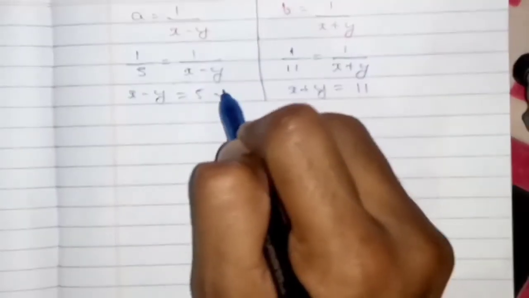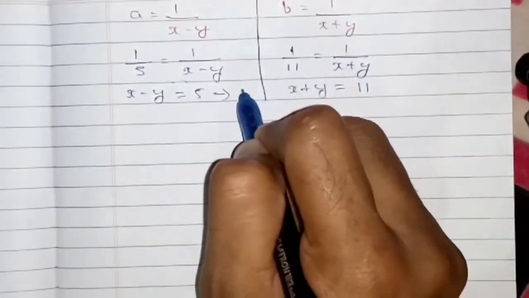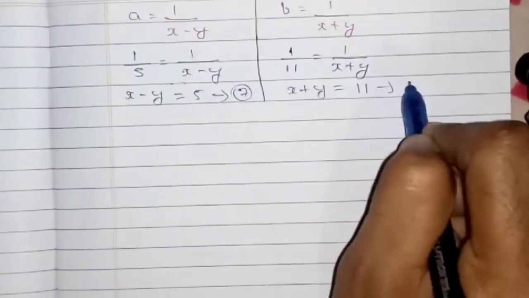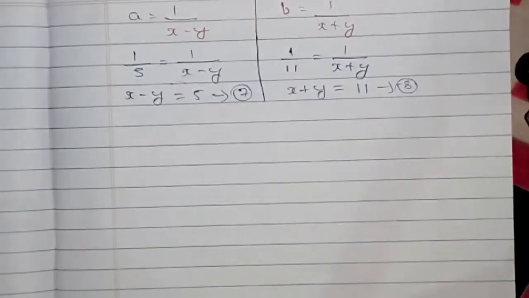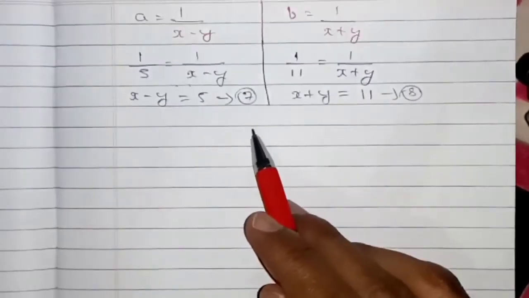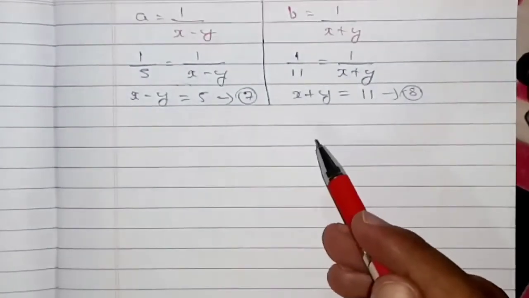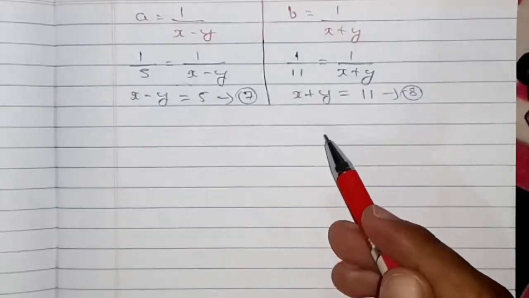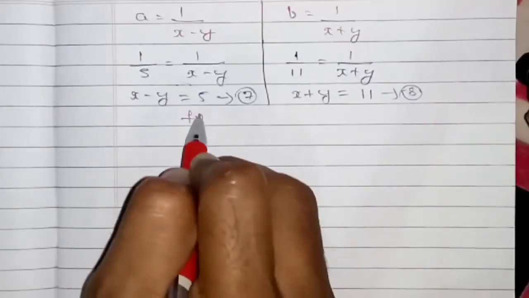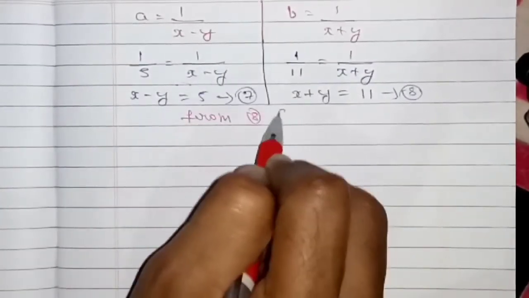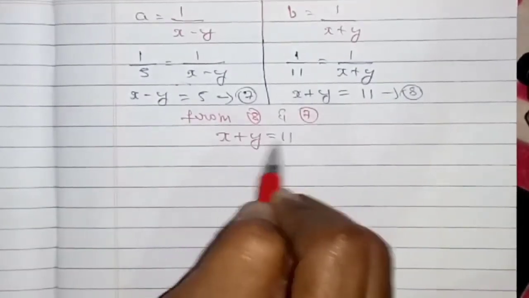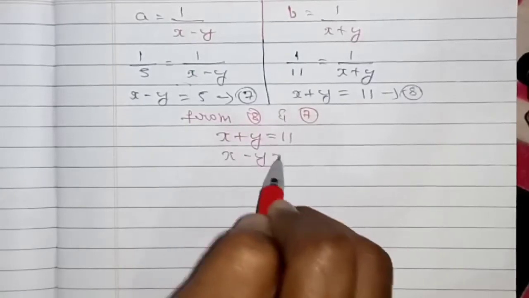right? Now call this as equation number 7, and this one as equation number 8. Now this is in the form of equation, right? Again you need to simplify this equation by using any method, by using elimination or cross multiplication method or substitution method, whichever method you need, right? Now I'll take 8 and 7. So x plus y is equals to 11. The second one is x minus y is equals to 5.